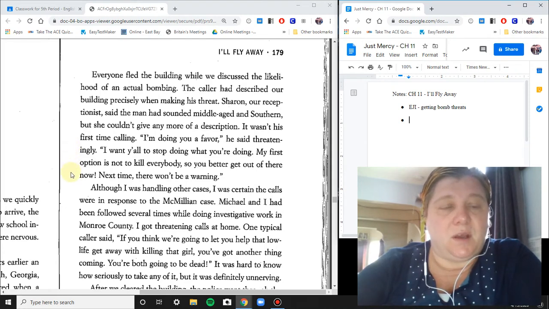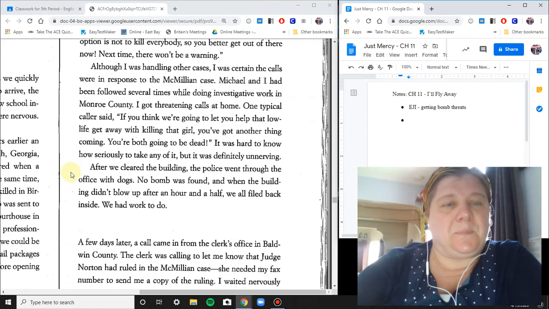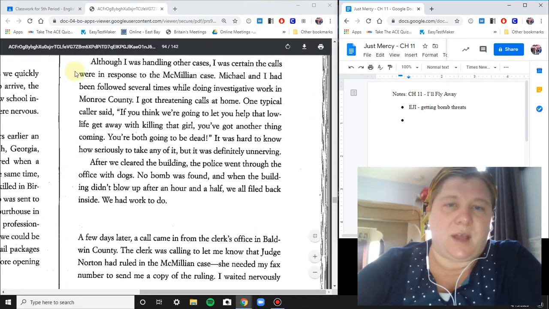"I want y'all to stop doing what you're doing. My first option is not to kill everybody, so you better get out of there now. Next time there won't be a warning." Although I was handling other cases, I was certain the calls were in response to the McMillan case.